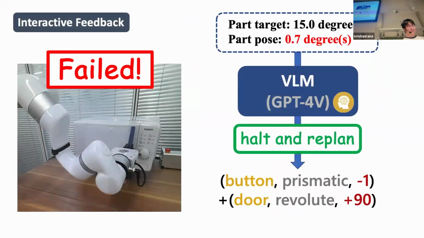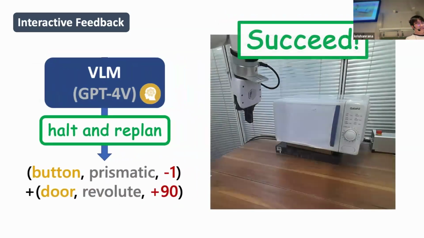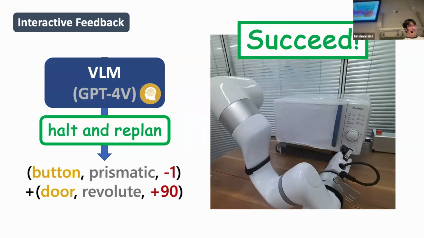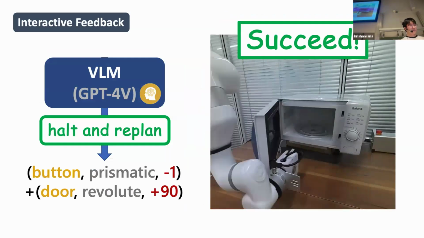So here, we give feedback on the target part pose and the actual part pose to our planning model GPT-4V, and it finds the failure and decides to replan. And this time, with prior knowledge and part analysis, GPT-4V says to press the button to open the door slightly, followed by an action to revolve the door. And you can see here the new policy executes successfully.